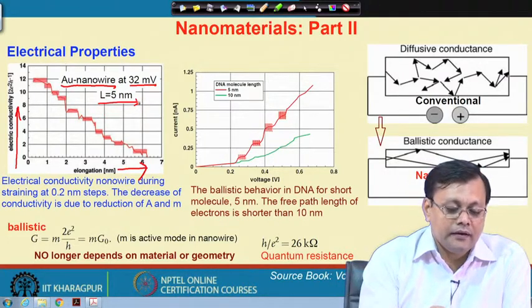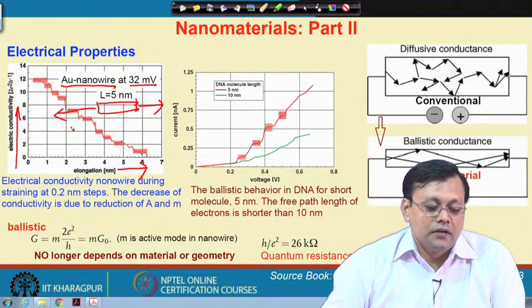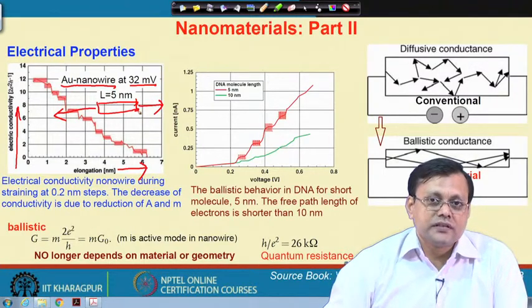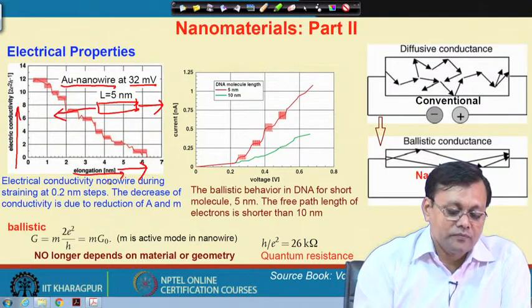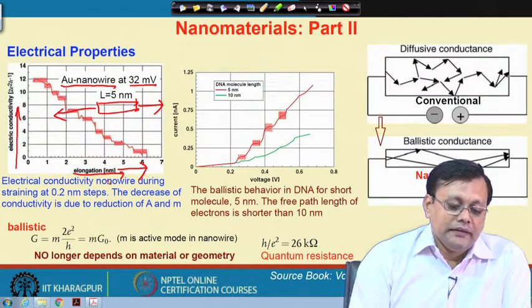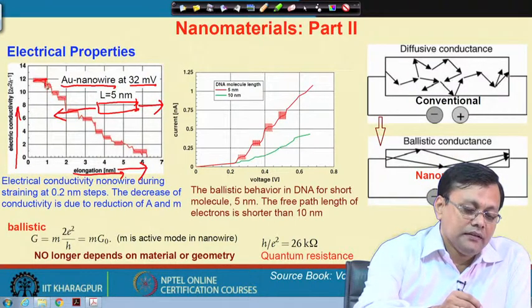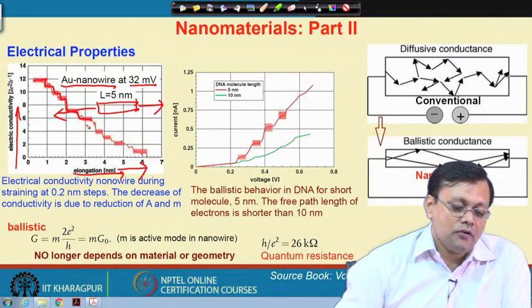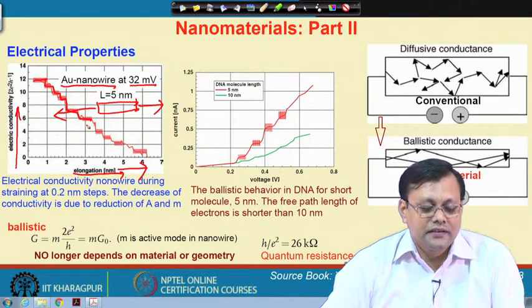So, this wire was strained and the conductivity was measured, meaning the length is under a tensile stress and it was extending. So, there is the elongation, and here you see that with the elongation it shows some stepwise decrease in conductivity. The reason is the area is decreasing because the length is increasing, right.